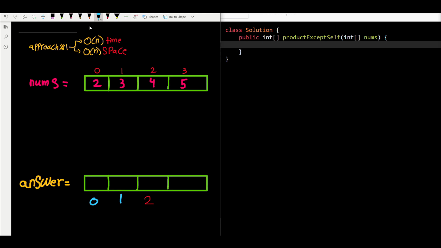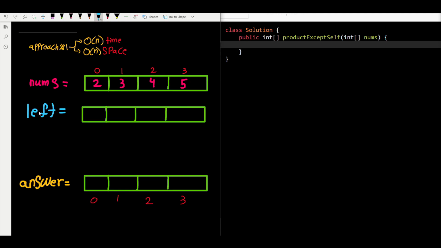Well, let's create an array for the left section and let's create an array for the right section. So let's do that. I have written the left array, and now this left array at index i will hold the product of all the numbers of nums to the left of index i. Now let's start with index 0, which means we need to go to nums and multiply all the numbers to the left of the number at index 0. You can see we have nothing to the left of the 2, which means we can just put the value 1. Why 1? Well, because 1 times anything gives you that value.